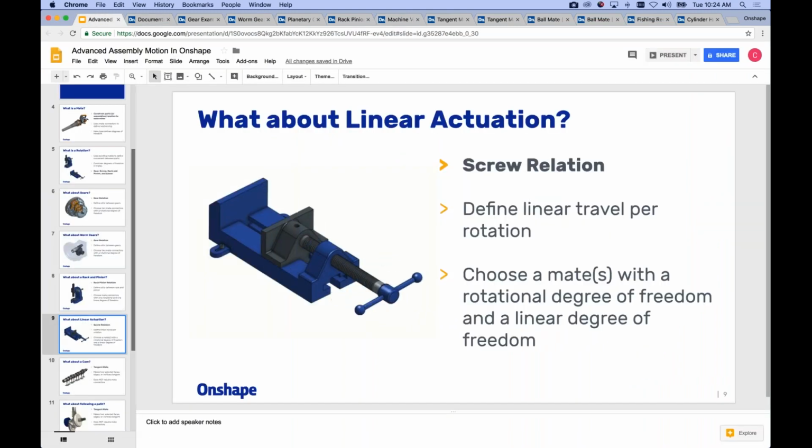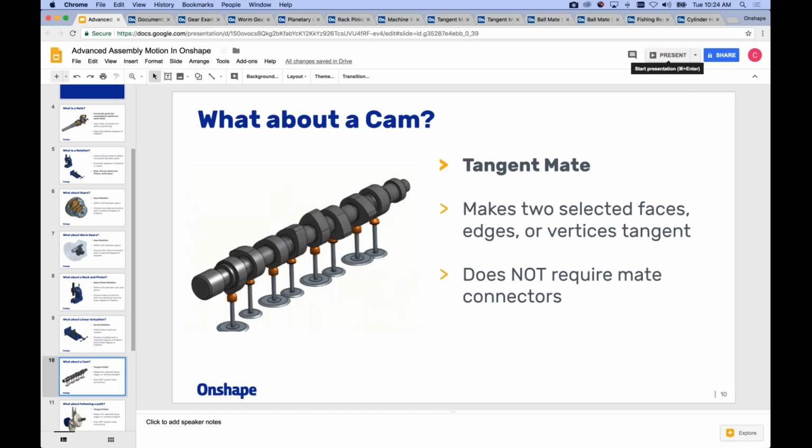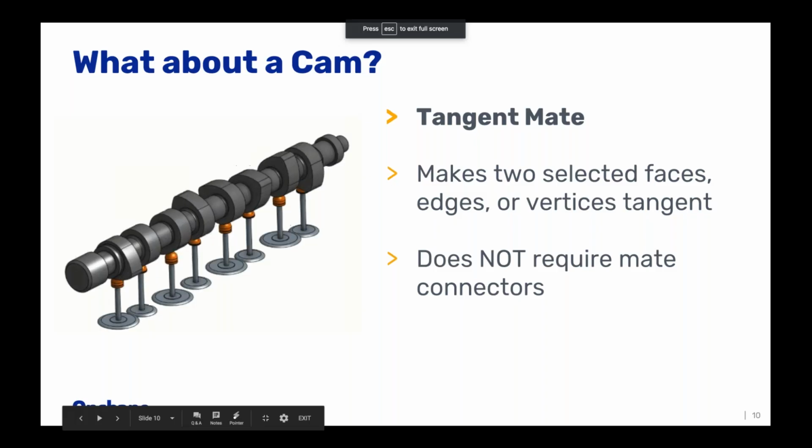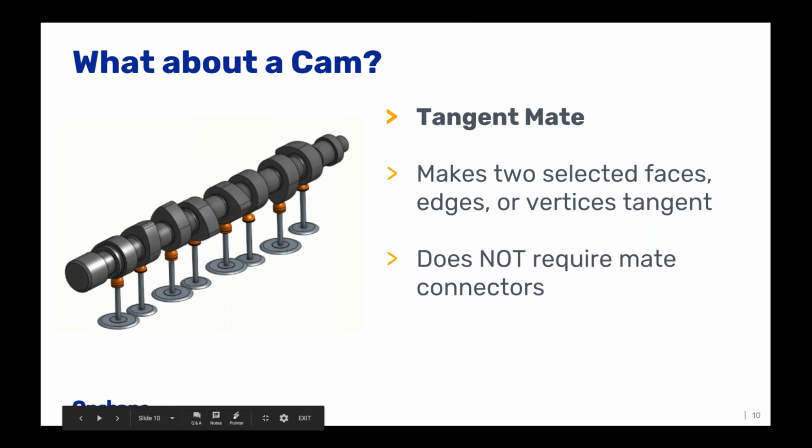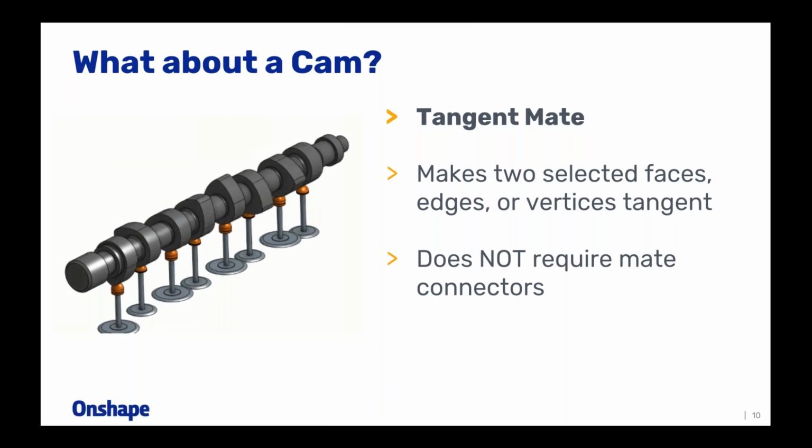All right, so the next question that gets asked quite often is, what about cams, or linear movement via cam actuation? And the short answer is tangent mate. In Onshape, we have the tangent mate command that allows you to accomplish this. Essentially, it allows you to make faces or edges or vertices tangent to one another, and it will maintain that tangent relationship even as you move parts around.